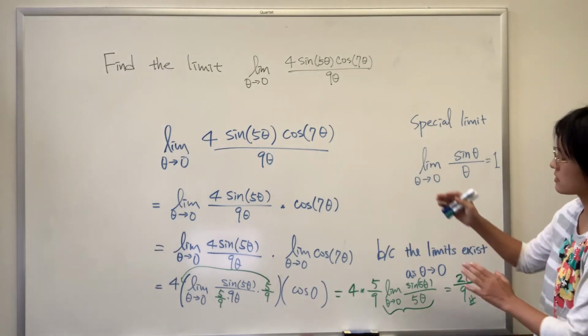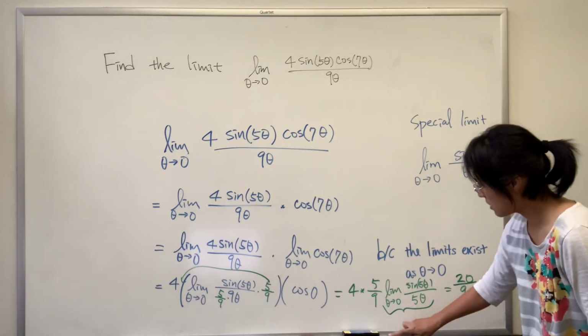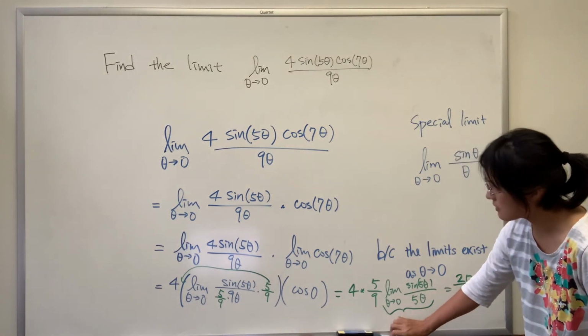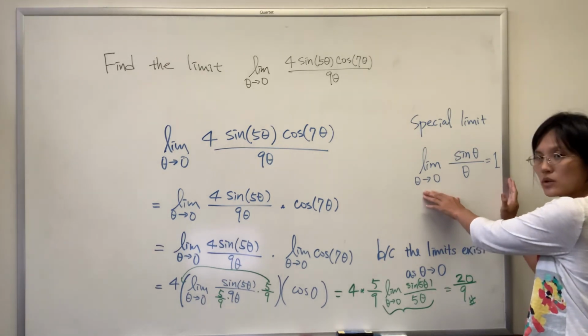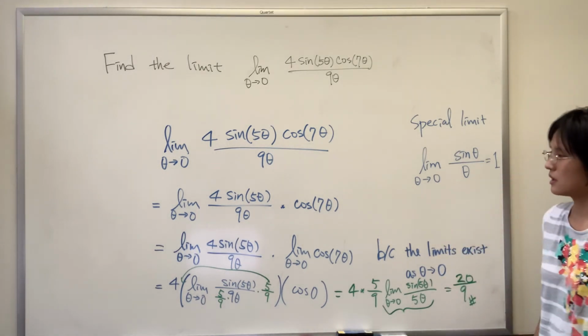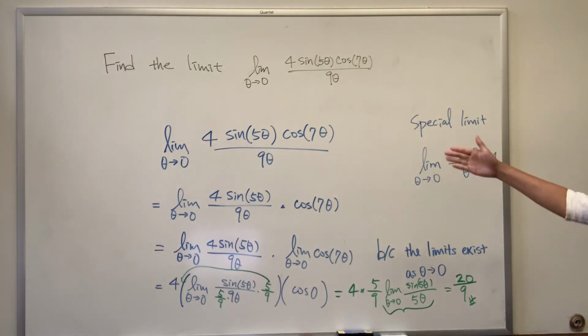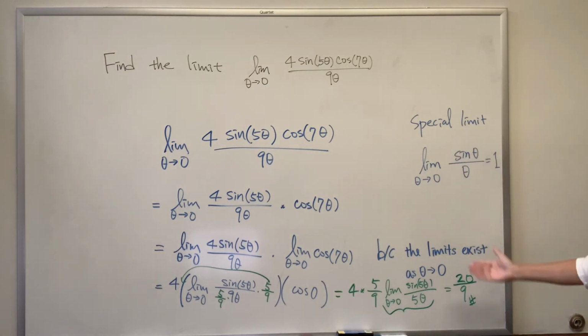So this is also a limit using the special limit we know, okay? So this is quite interesting. The computation is a little longer, but as long as you do it step by step, nothing will go wrong, okay? Just be patient.